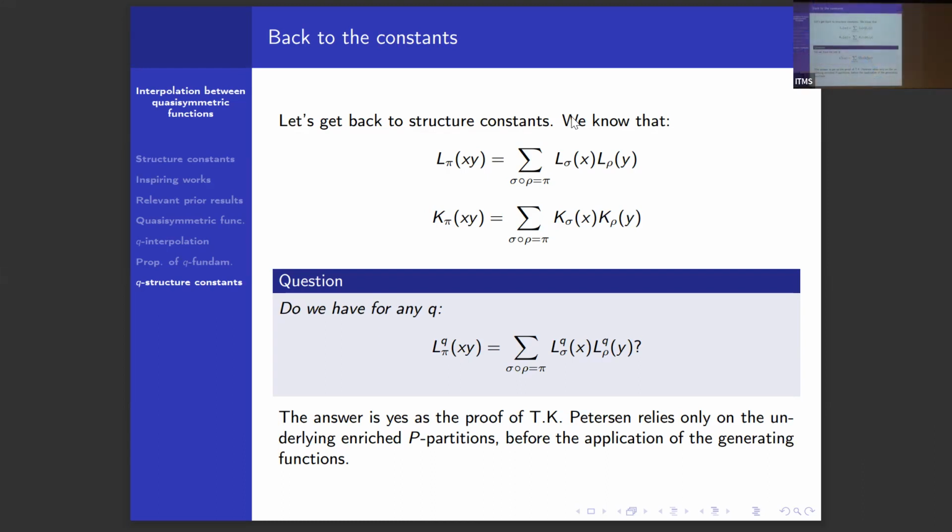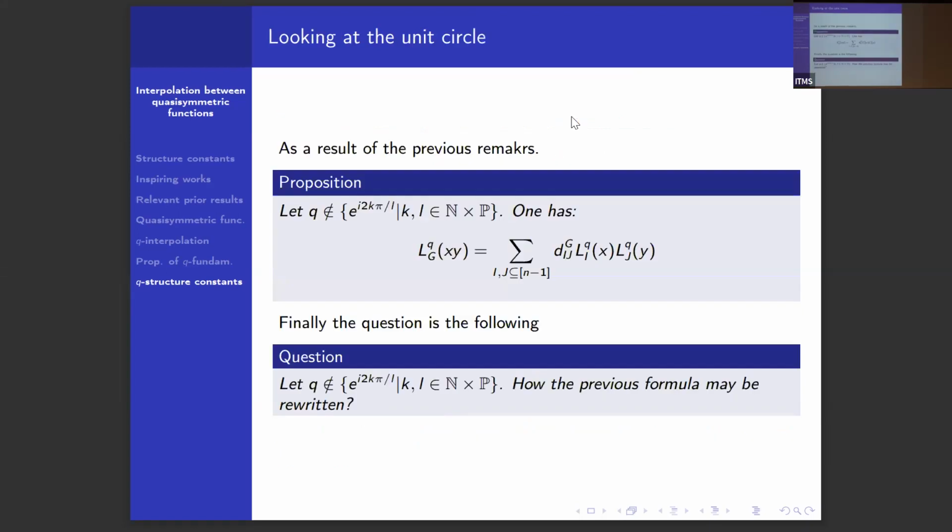Here is the proof of Kyle Petersen for peak quasisymmetric functions. Not this one, but the one with the structure constants. In fact, it only relies on the underlying enriched bipartitions, even before the application of generating functions. So if we make q-generating functions, it doesn't change the method, and it's possible to extend it here. So with these previous remarks, we can see two more interesting facts here.